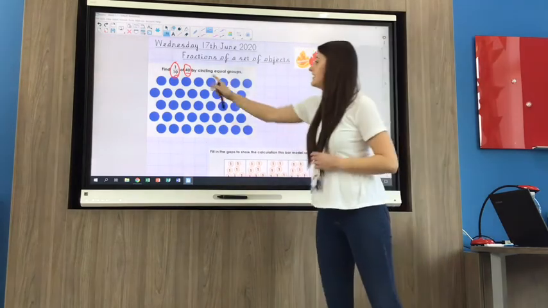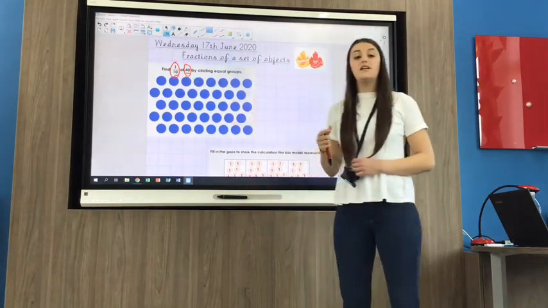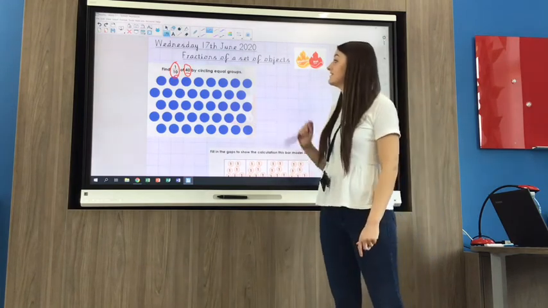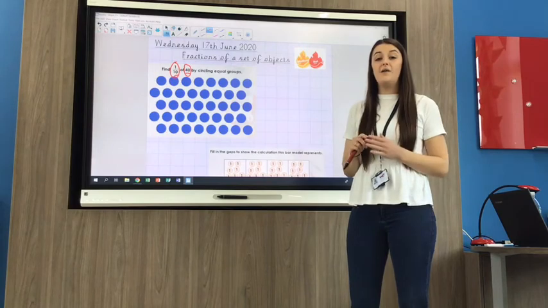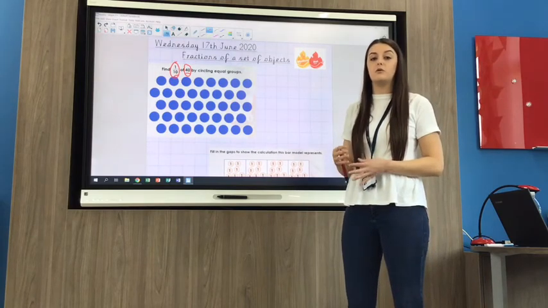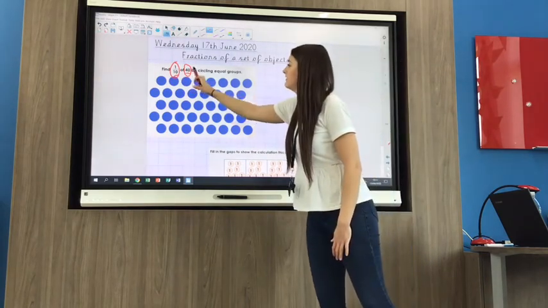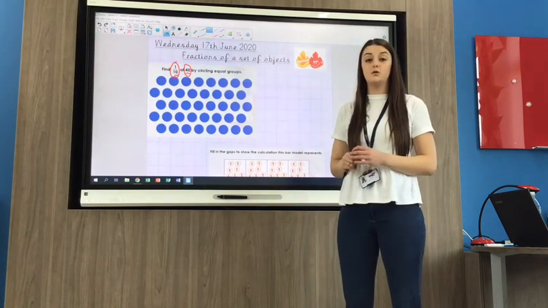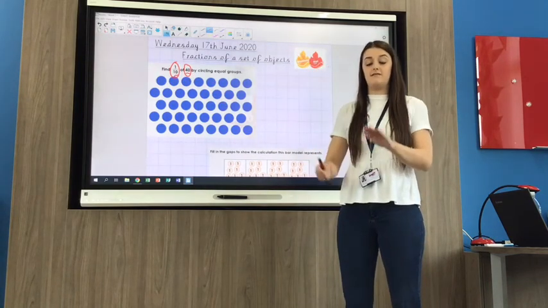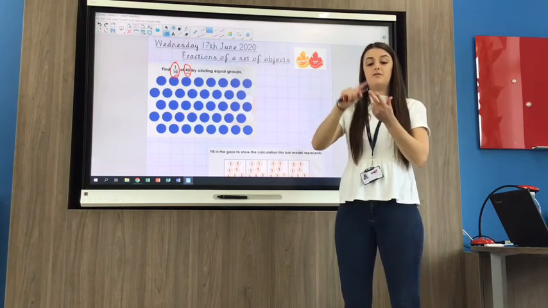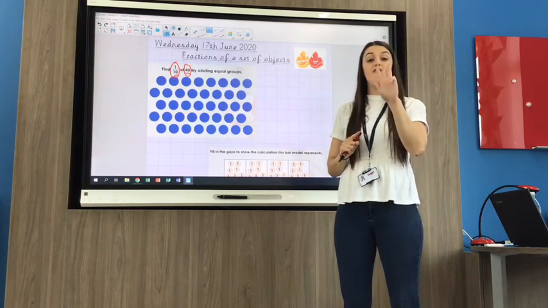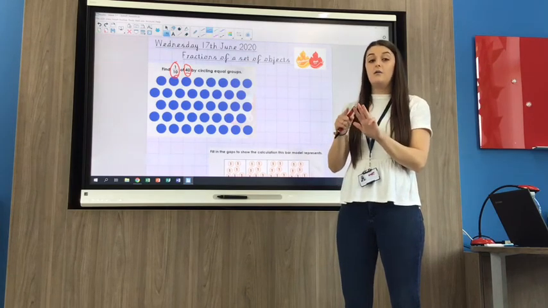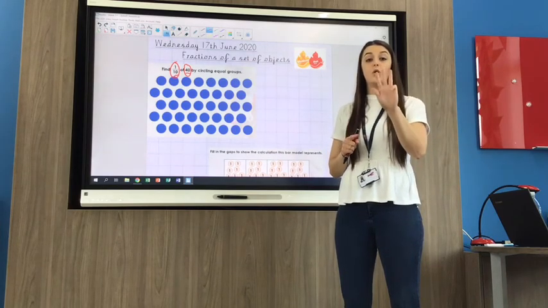Now my denominator at the bottom tells me how many equal groups, so I know there's going to be 10 equal groups I need to split these counters into, but I don't know how many counters will be in each equal group. Well, if we look at 10 and 40, the denominator is asking me how many 10s go into 40. So let's count in our 10s. 10, 20, 30, 40, 4, okay? We use our times tables, so I know I need 10 groups of 4 counters.